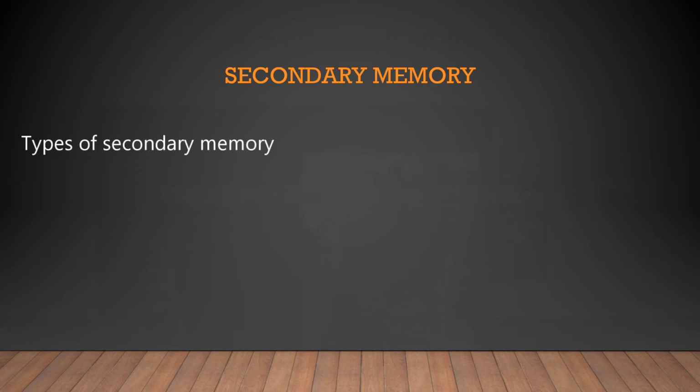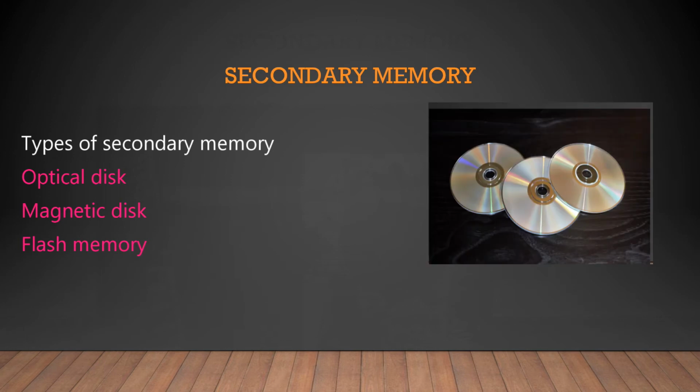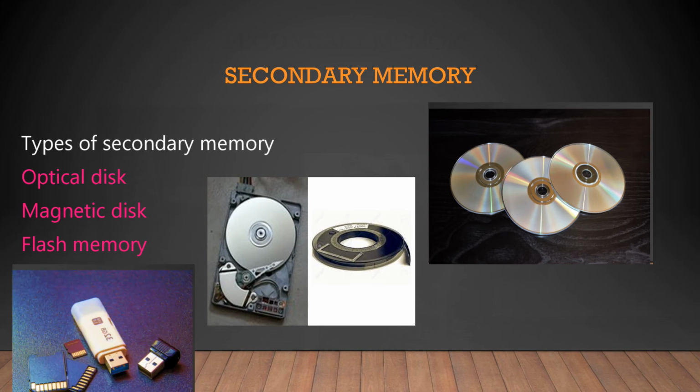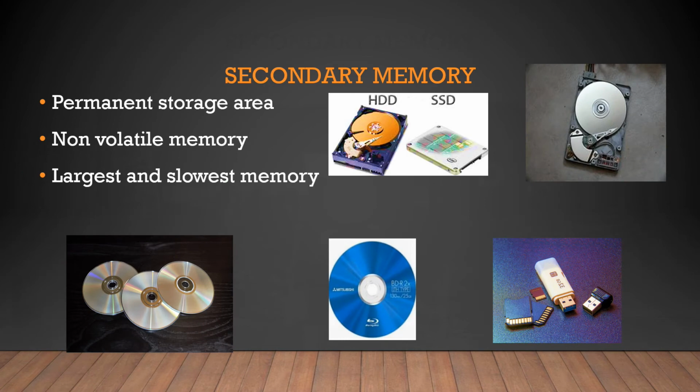Different types of secondary memory are optical disks, magnetic disk and flash memory. Examples of optical disks are CD, DVD, etc. Examples of magnetic disks are hard disk, magnetic tape, etc. Examples of flash memory are pen drive, memory card, etc. Key points to remember. It is a permanent storage area. Non-volatile memory. Largest, slowest, and cheapest memory.